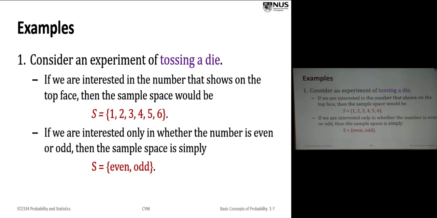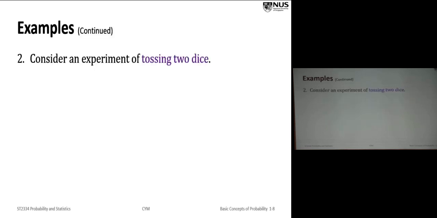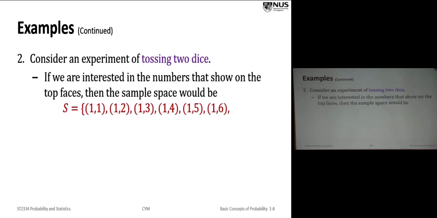The experiment is to toss a die. I see where it lands. I can look at the face, the value on the face, or look at whether it's an even or odd number, or look at where it lands. So it depends on what you are interested in. Then define your sample space. So here is toss two dice.